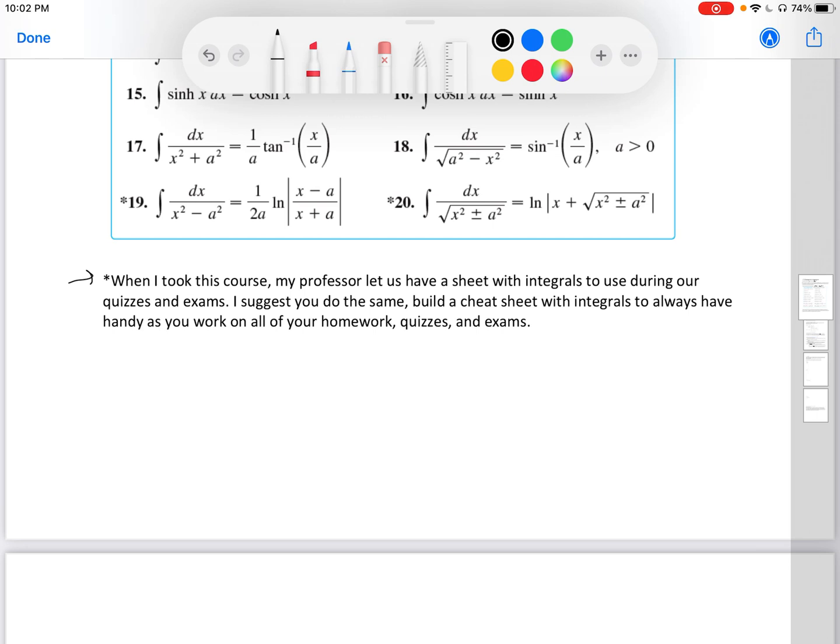A quick note: when I took this course, my professor let us have a sheet with integrals to use during our quizzes and exams. I suggest you do the same. Build a sheet with integrals to always have handy as you work on all of your homework, quizzes, and exams, and also add your own little notes to it as well.